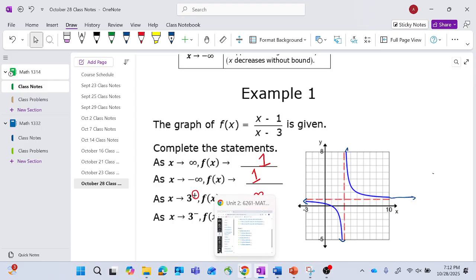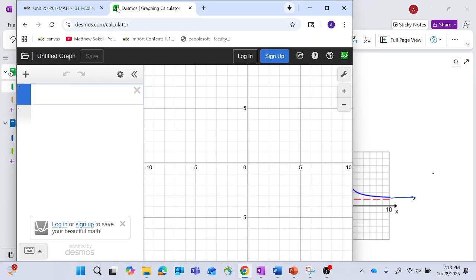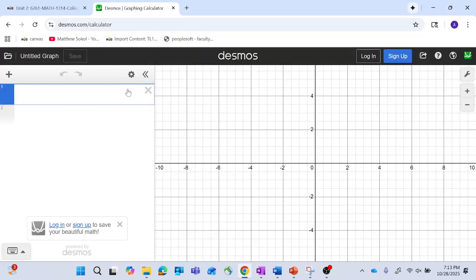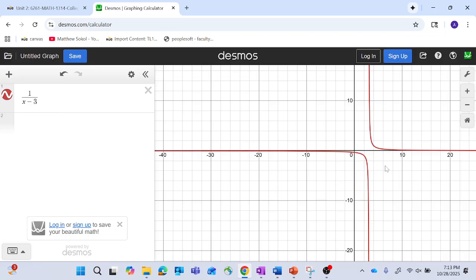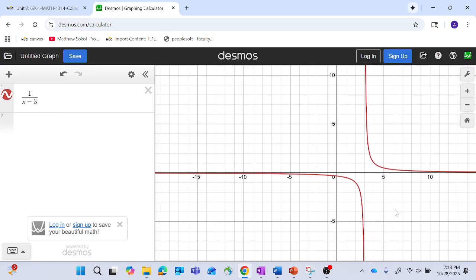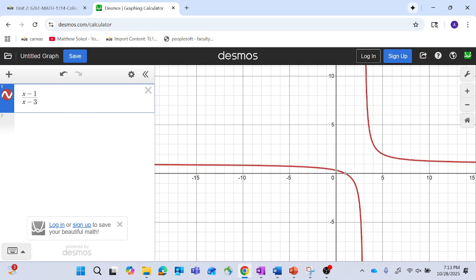I can show it on Desmos. If you just have 1 divided by x minus 3 like this, your graph looks like this. If I change this to x minus 1, it's going to change it some. And that's kind of what it does. I'm not really sure if that answers your question or not.